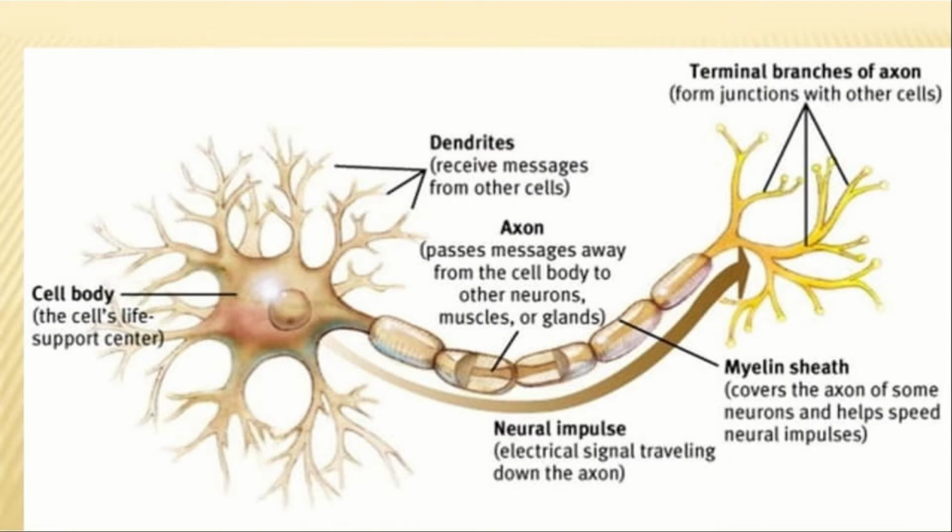Next, the myelin sheath covers the axon of some neurons and helps speed the neural impulses. Next, terminal branches of the axon form a junction with other cells. So this is a detailed explanation of the nerve cell.